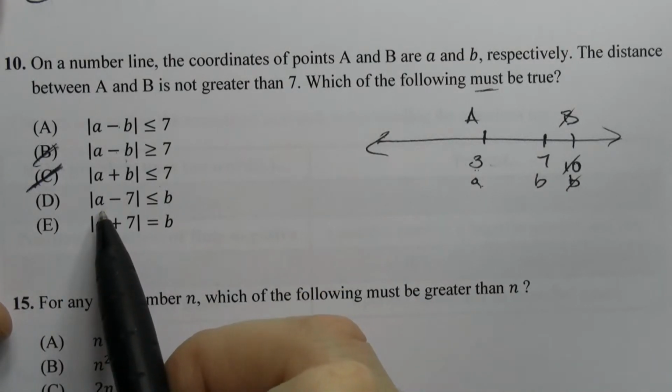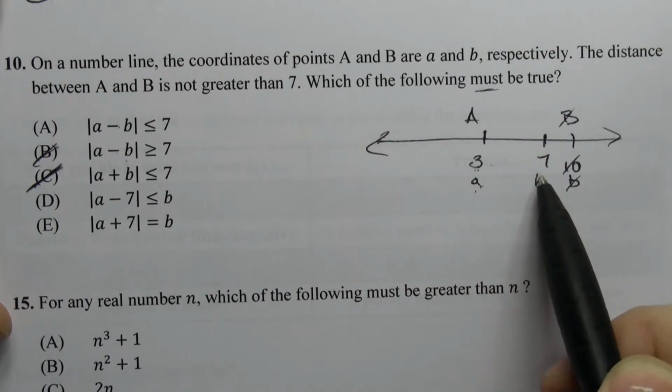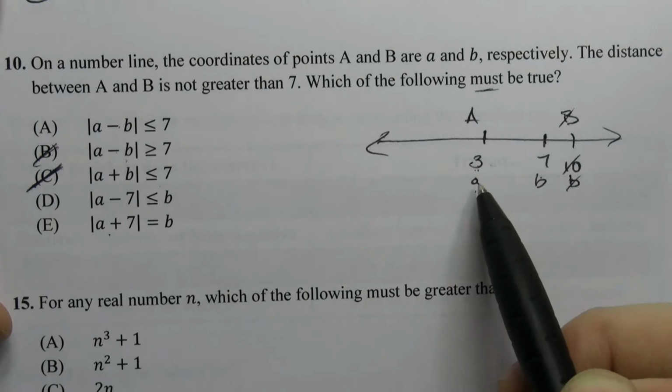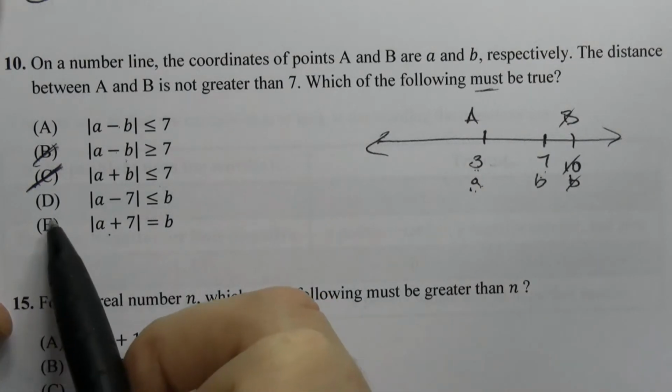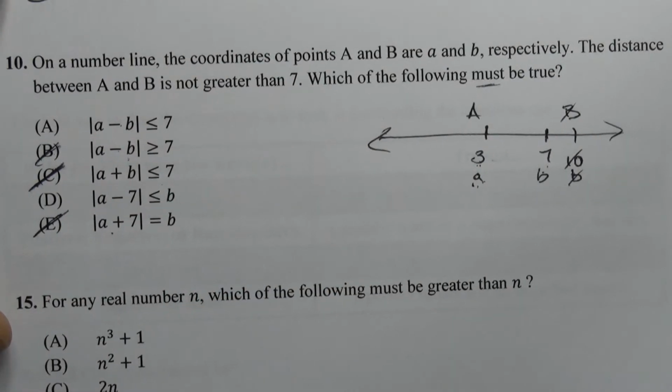A minus 7. So we have 3 minus 7, -4. That's still true, right? A plus 7 is equal to B. We have 3 plus 7 is 10. That's not equal to B. All right, good. So we're making some real progress now.